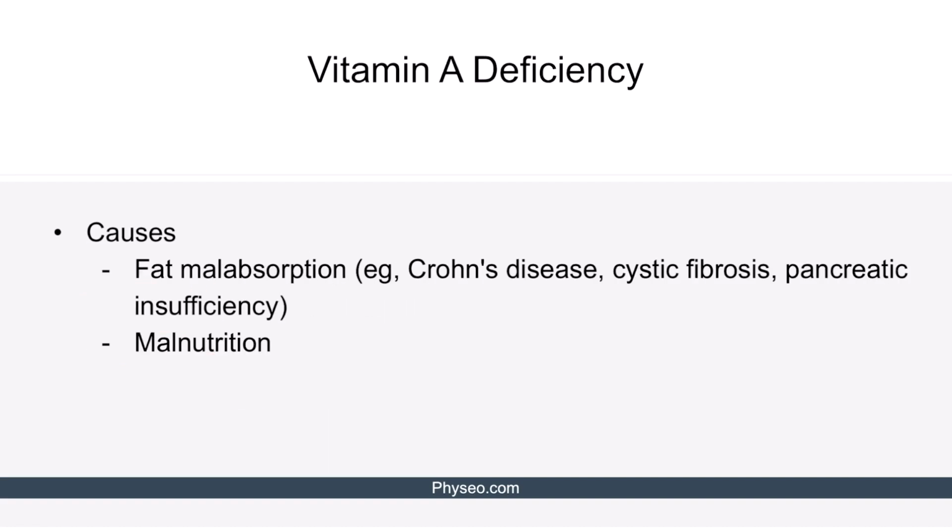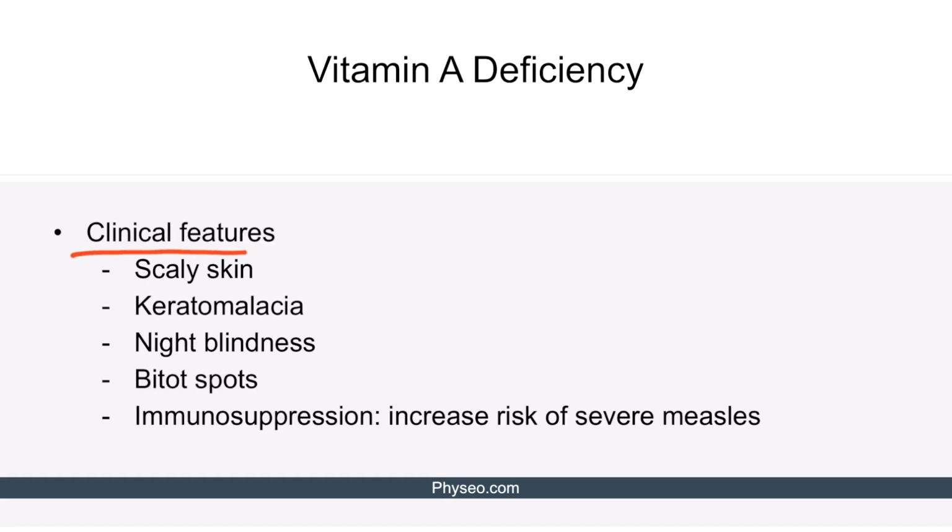Let's move on to vitamin A deficiency. Various causes contribute to this deficiency. The main one is fat malabsorption, which is seen in conditions like Crohn's disease, cystic fibrosis, or pancreatic insufficiency. And another cause is malnutrition. Some of the common clinical features of vitamin A deficiency are scaly skin, keratomalacia, night blindness, Bitot spots on the cornea, and immunosuppression. Keratomalacia is characterized by dryness of cornea, which may lead to corneal ulcers and bacterial infections.